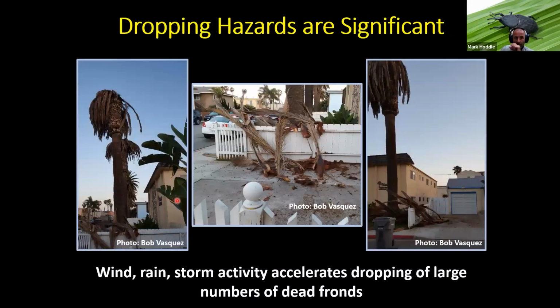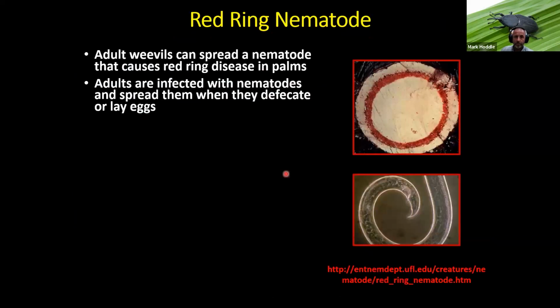Okay, so the dropping hazards from these palms are significant. This is Imperial Beach in San Diego County. A long run of these Canary Island date palms has been killed by the South American palm weevil. The dead fronds drop off. This dropping activity is greatly accelerated during storm events or when it's windy and rainy. Piling up here against the fences, they drop onto cars. There's a lot of large spines at the base of these fronds, so they can produce quite a significant hazard to especially young kids or pets that are running around. And you need to get these things cleaned up and taken care of promptly.